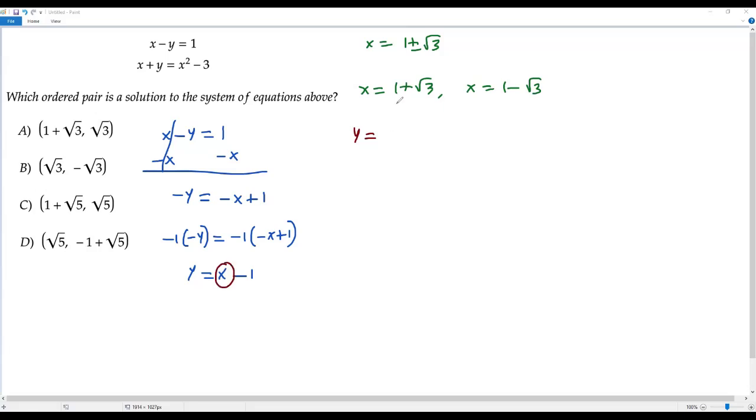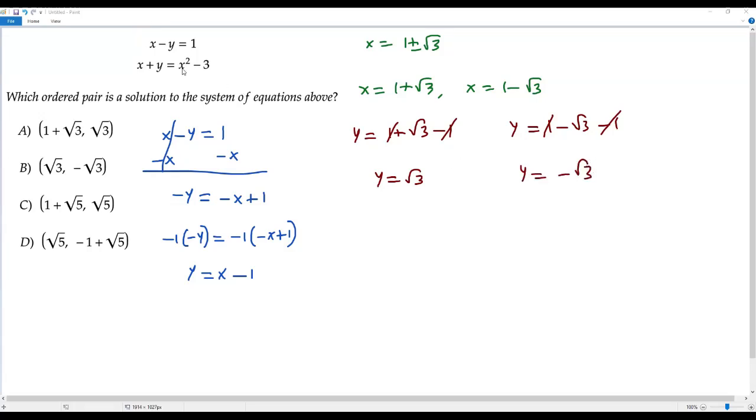Instead of x, I'm going to plug in the first value, 1 plus square root of 3, minus 1. And again, taking the same equation, this time for x I'm going to plug in the second value of x, that is 1 minus square root of 3, minus 1. So this positive 1 and negative 1 will cancel, and I'm getting y equals square root of 3. Here again positive 1 and negative 1 will cancel, and I'm getting y equals negative square root of 3.